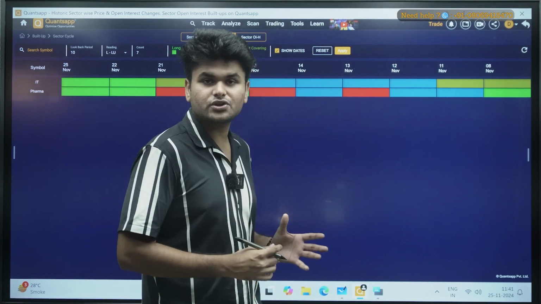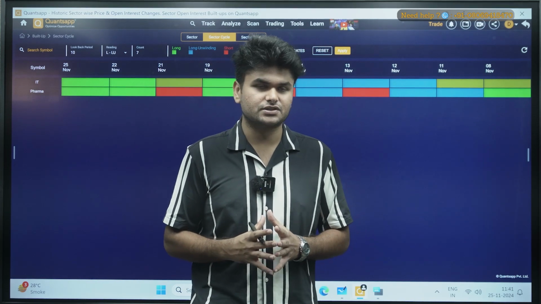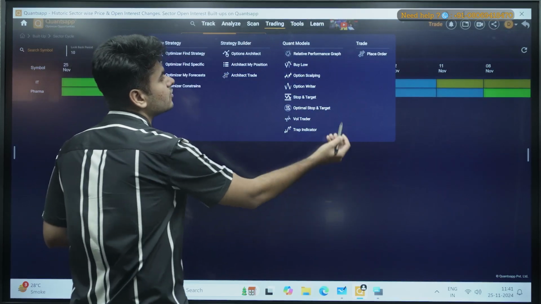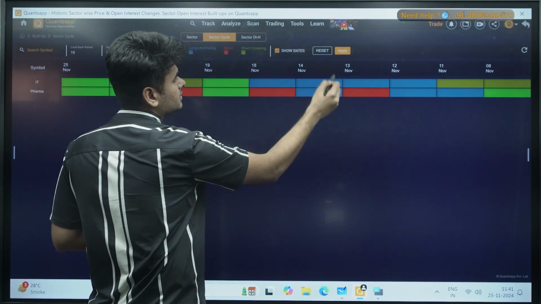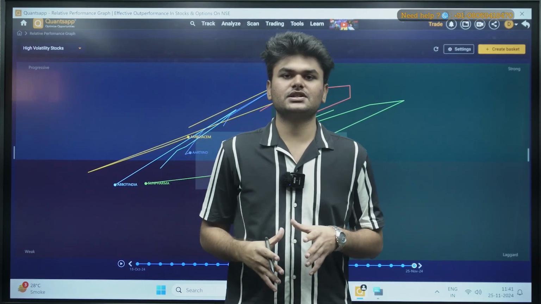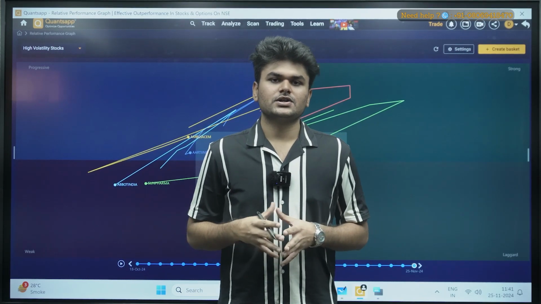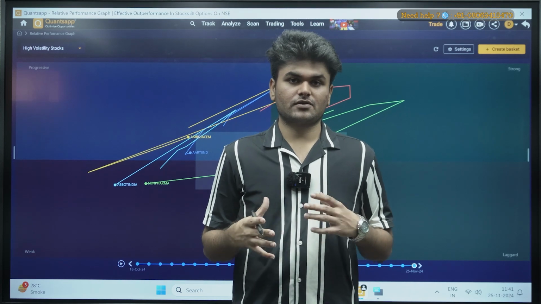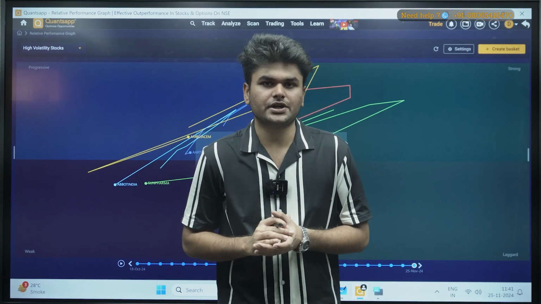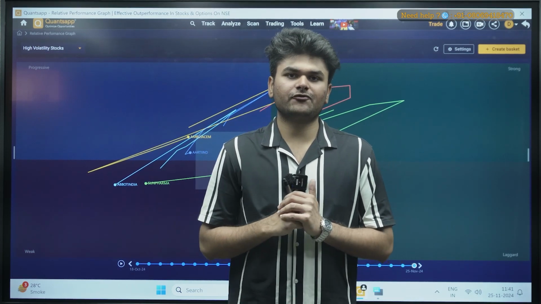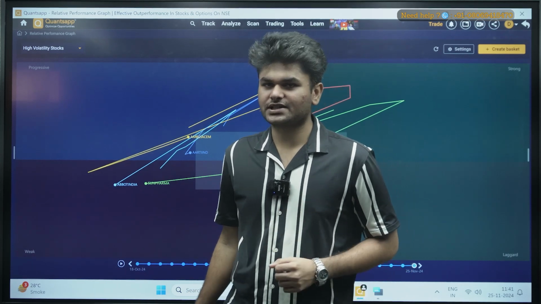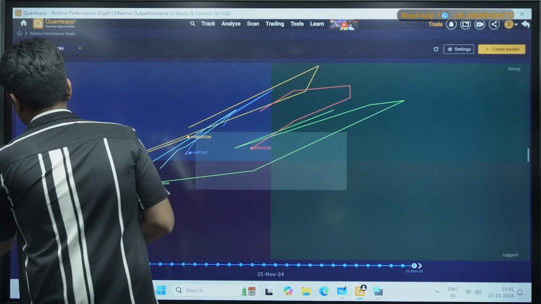So let's go to the tool now and understand how you can catch the reversals. We'll go to trading and then to the relative performance graph in the quant models. As the name suggests, this is a quant model based tool, and it identifies trade reversals. Whenever any particular stock is at a reversal point, we'll find it with the help of the relative performance graph. Now, what is the concept behind the relative performance graph? Let's understand that.